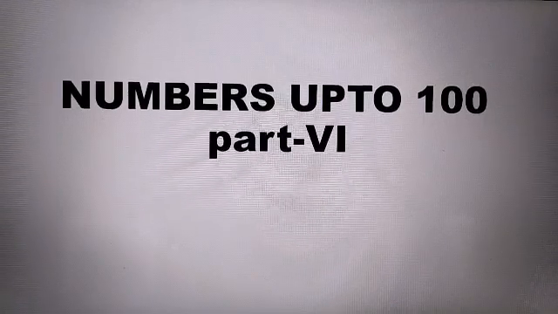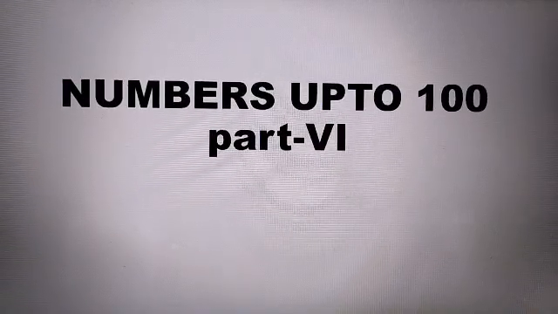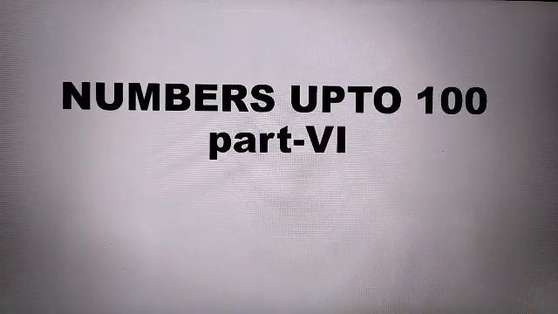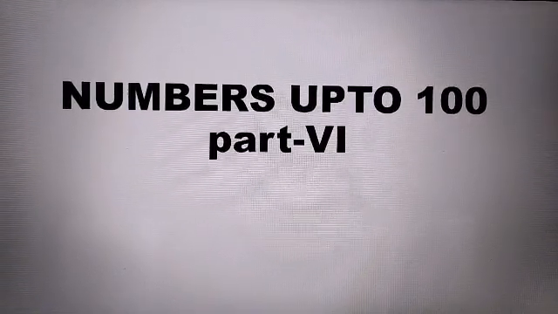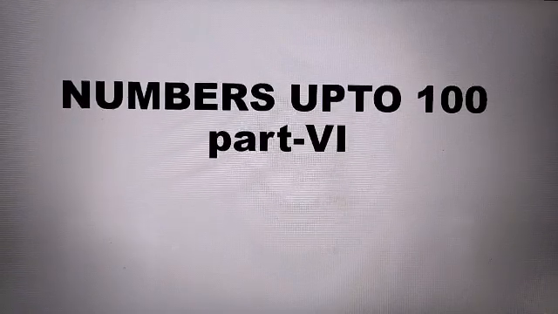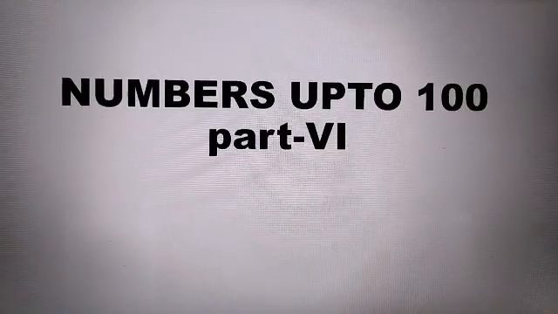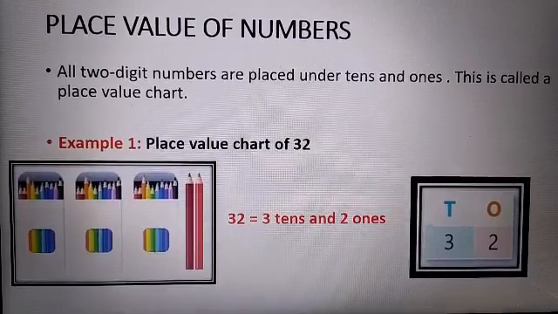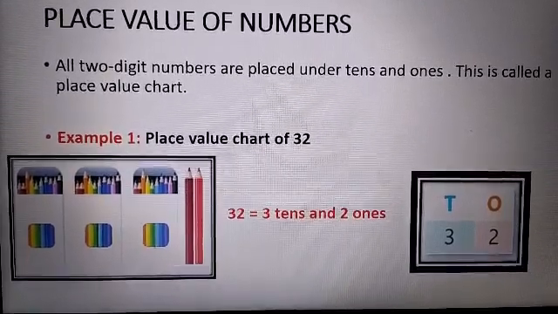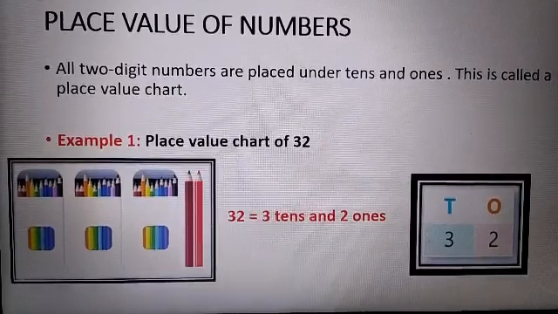I am back with our mathematics chapter number 3, numbers up to 100, and this is our 6th session for the chapter. Till now, we have seen numbers and number names from 21 to 100. Now we will see what is there for us in this chapter. It is place value of numbers. This we have already done, right? So it is just the revision with 2-digit numbers.